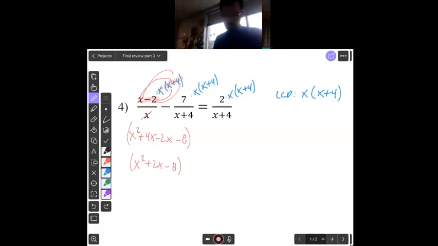On the next term, the x plus 4's cancel, so we're left with just the 7 and the x. So 7x comes down, and as I'm bringing stuff down, just put it in parentheses. And sometimes the parentheses matter, and sometimes they don't. And then the last one, the x plus 4's cancel again. We're left with 2 in the x here, so just 2x.